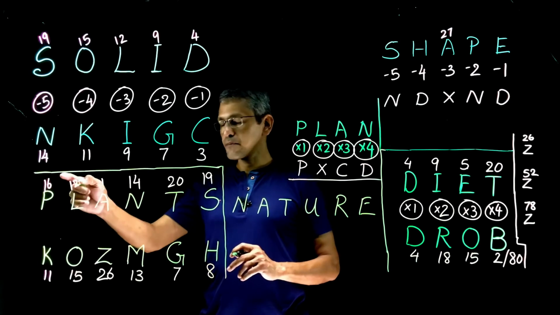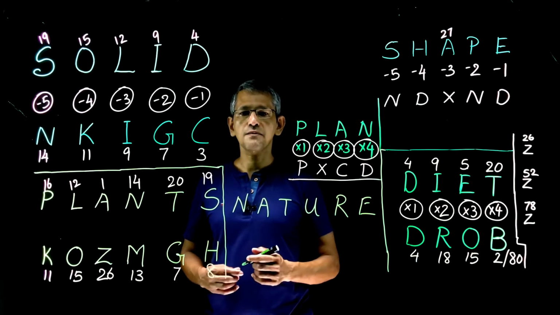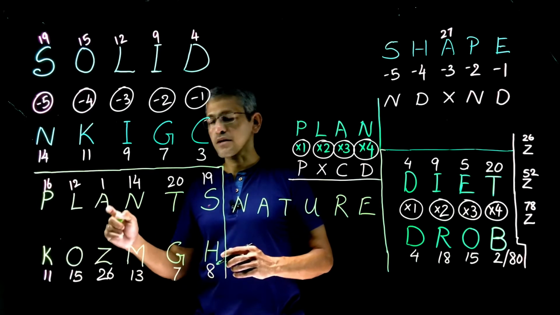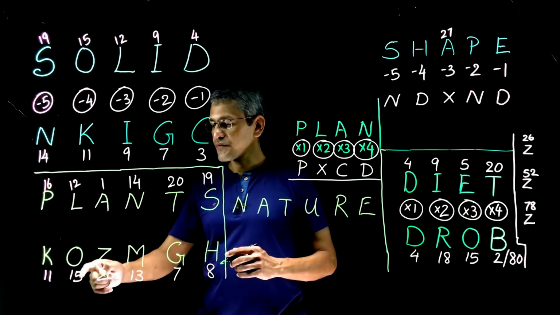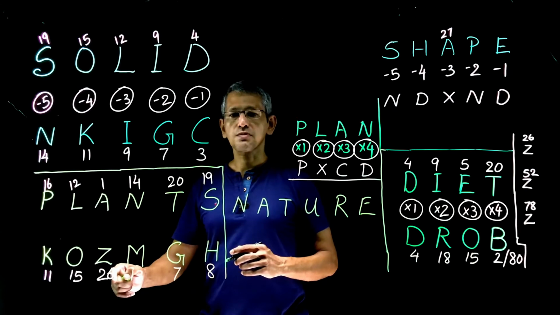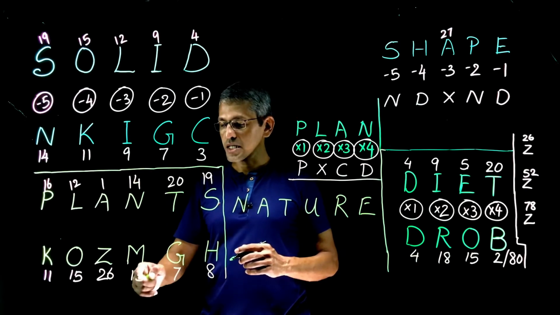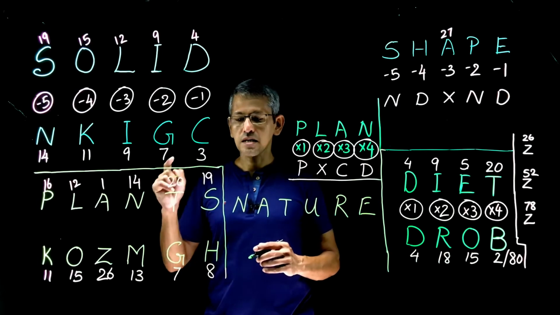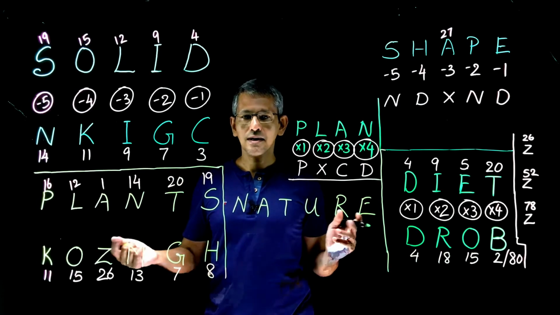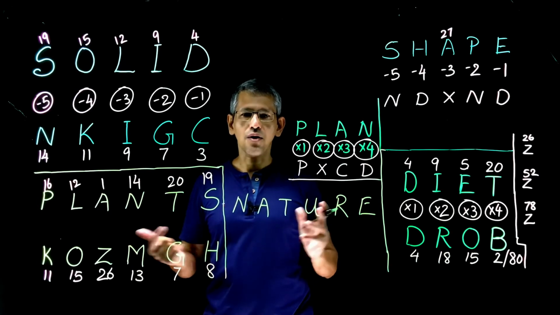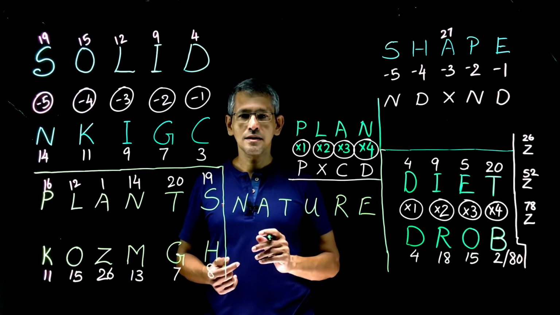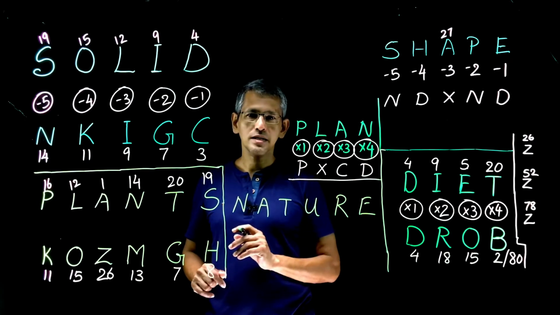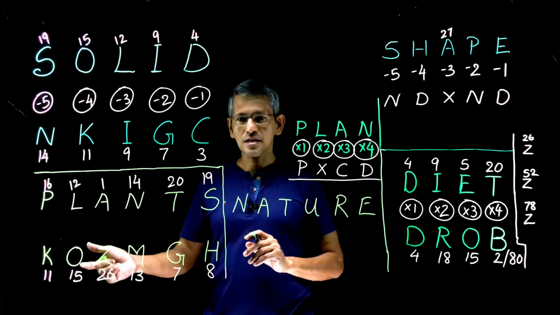Now, what kind of pattern here? Do you have any kind of pattern there? Let's check it out. 16 and 11, minus 5. 12 and 15, plus 3. 1 and 26, plus 25. 14 and 13, minus 1. 20 and 7, minus 13. 19 and 8, minus 11. Does it make any sense or any pattern? Absolutely no pattern at all. Anything else that comes to your mind? The differences don't make any sense at all.